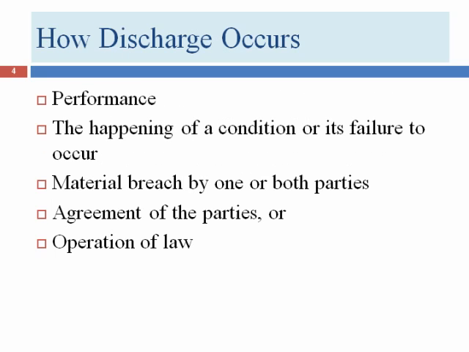And so let's talk about under what circumstances discharge happens. We have 5 categories. Again, this is a checklist that you will want to know for the test. You'll want to be able to talk about the circumstances under which discharge happens. One is performance. One is the happening of a condition or the failure of a condition to happen. We also have material breach by one or both parties, and we can have an agreement of the parties to change the contractual relationship. And we also have the law. Sometimes the law causes a contractual obligation to be discharged.